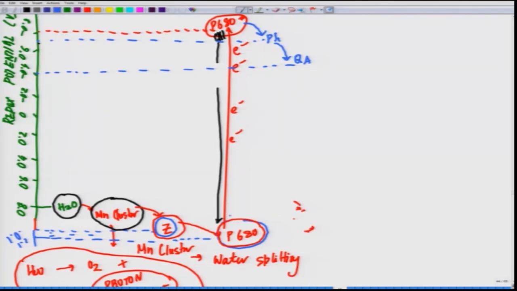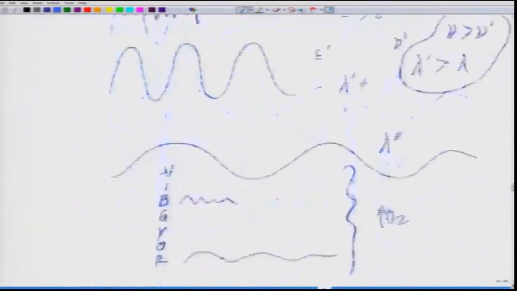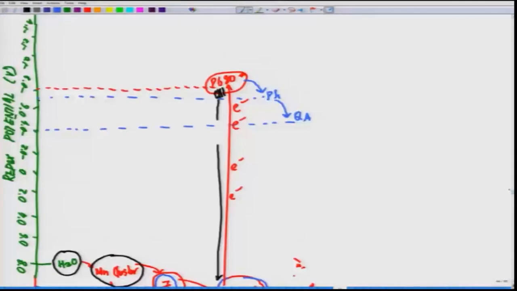So physically, if I go back to the very first lecture, the electron acceptors are arranged in a spatial location like this. So, when the electron is hopping, it is hopping like this. If the position changes, the electron can directly move from P680 to QA. These are all the quinone molecules.